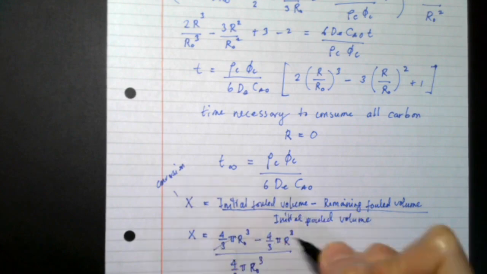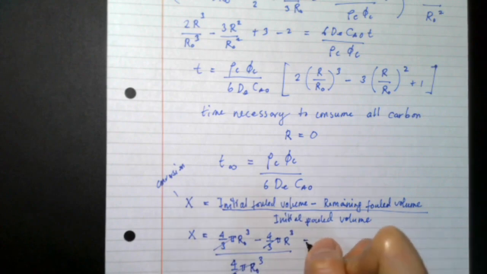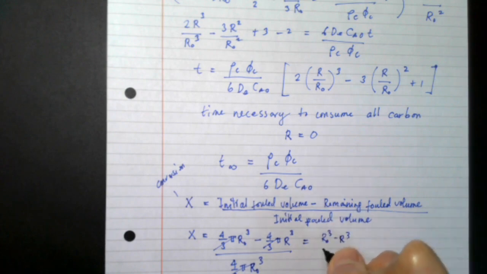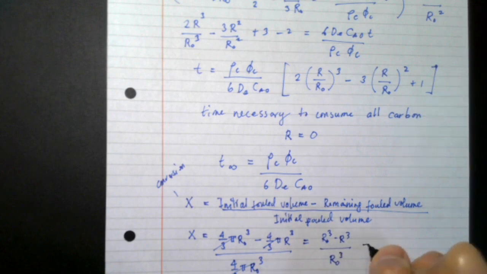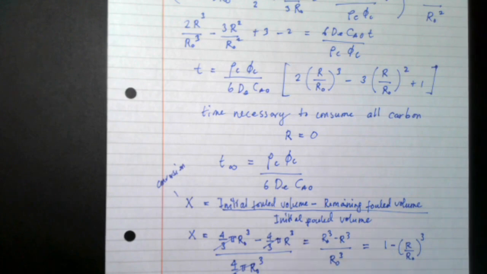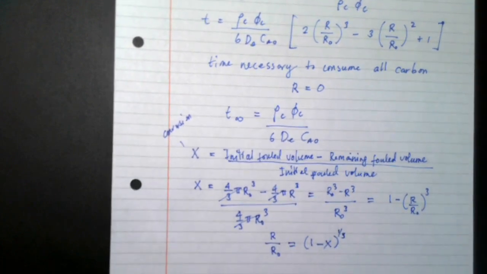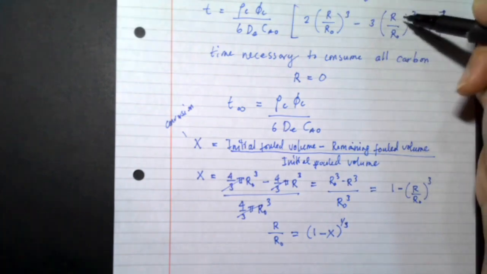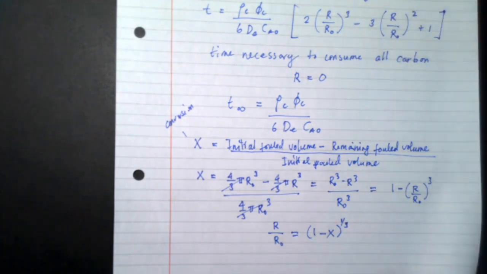We can cancel out the 4/3 pi, and x is equal to r naught cube minus r cube divided by r naught cube. And this can be written as 1 minus r over r naught cubed. Therefore, the ratio of r to r naught is equal to 1 minus x raised to 1/3. So we can substitute this into our expression here. Just replace r over r naught with 1 minus x raised to 1/3.